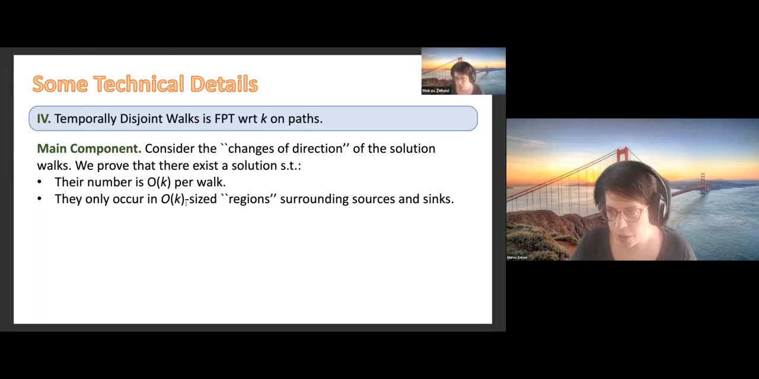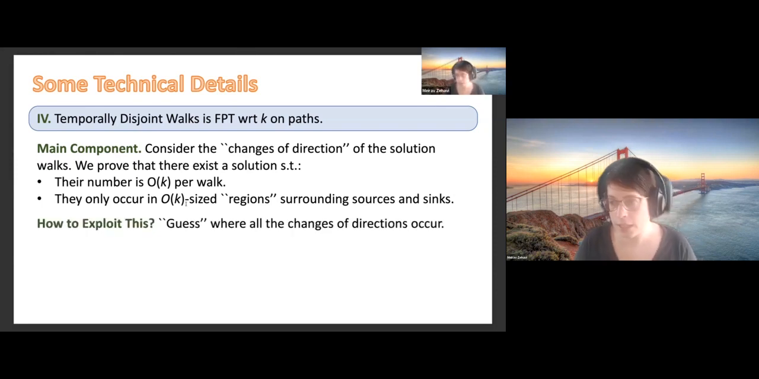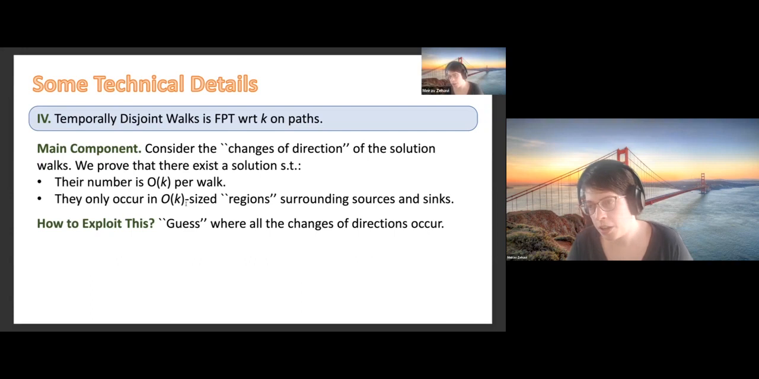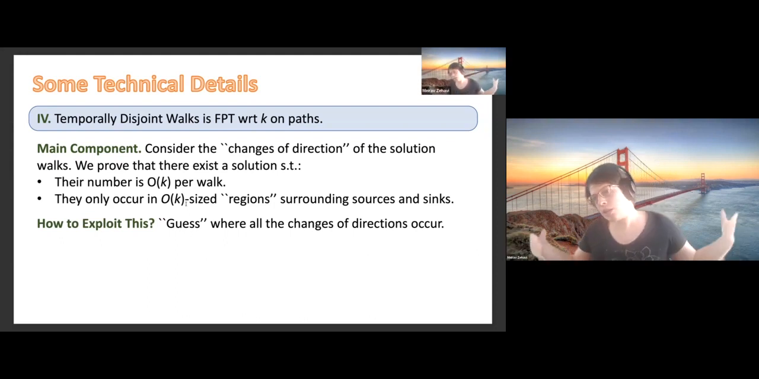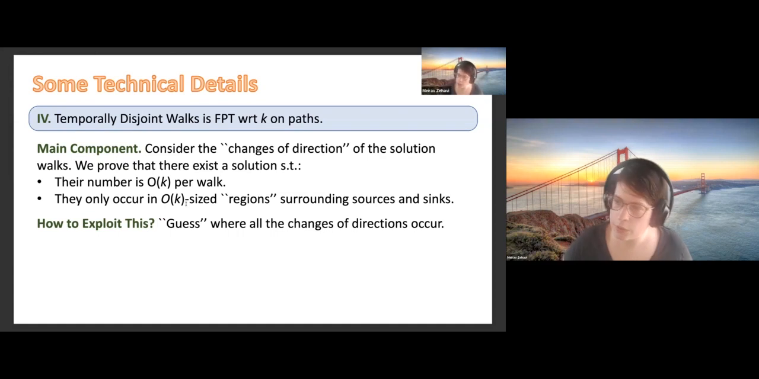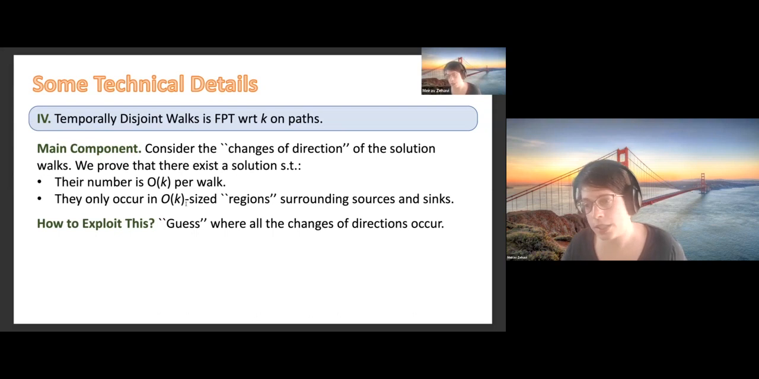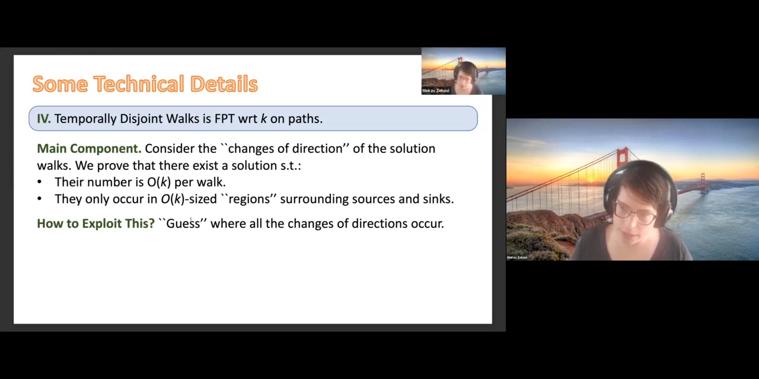Okay, so overall, I will soon say a few words on how we prove this. But overall, this gives rise to guessing where all of the changes of direction occur. By guessing, I just mean that we do exhaustive search. So we try all the possibilities of where the changes of direction will occur and try to solve each one of the resulting problems. If at least once we get yes, then great, we got a solution. And if for all of the guesses we failed, then no, there is no solution. Okay, because we are guaranteed that at least one guess will be correct, will comply with some solution.